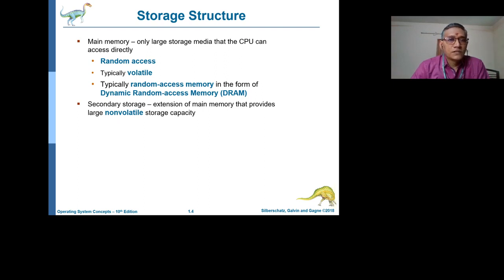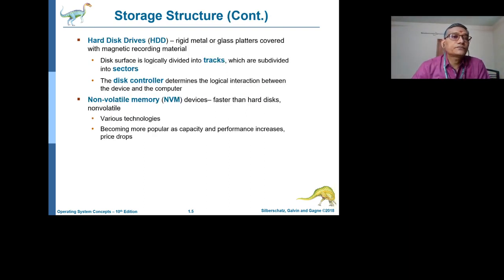The secondary storage device is an extension of main memory that provides large non-volatile storage capacity. But the address range of secondary storage is not directly accessible by the CPU. Some examples of secondary storage devices are hard disk drives. They are rigid metal or glass platters covered with magnetic recording material, and the disk surface is logically divided into tracks which are subdivided into sectors.